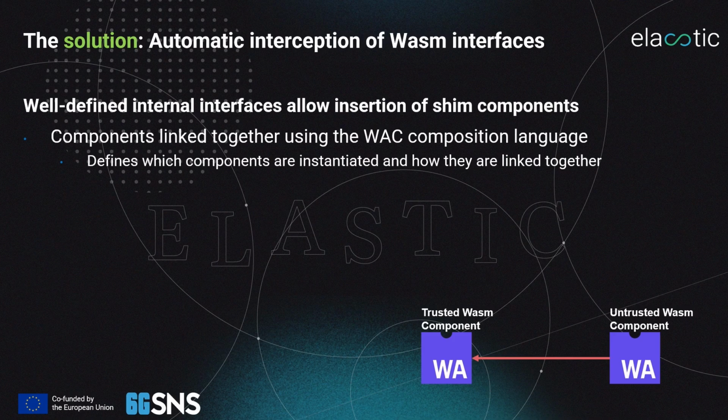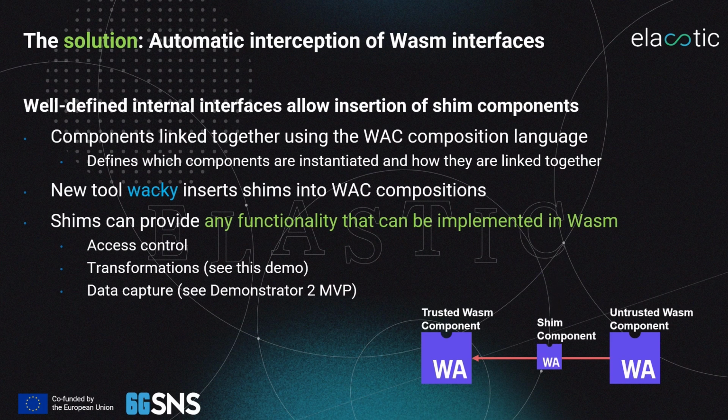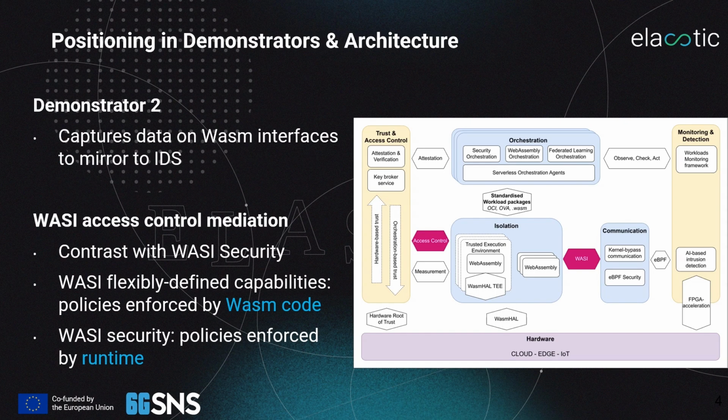You will link components together using the WAC composition language, and then instead what we'll do is we'll modify this WAC file using our new tool, WACI. This will insert the shim into the application and can provide any kind of functionality that you can implement in Wasm, whether it's access control or data transformations like you'll see in this demo, or data capture like you'll see in the Demonstrator 2 MVP. In the Demonstrator 2 MVP, we use this component to capture data traveling between two Wasm interfaces. But in general, in the architecture of Elastic, this falls mainly into these two main connections here, access control and WASI.